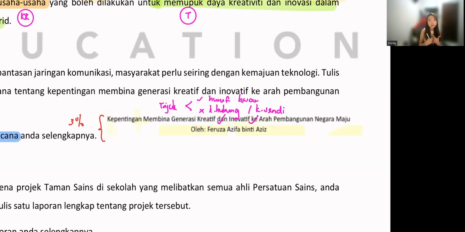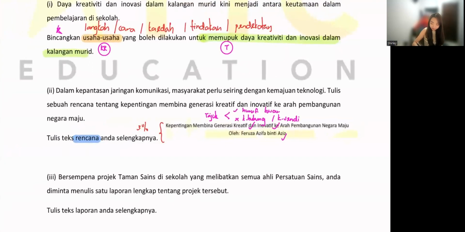Then the next one is the author name. Only in exam, you just write the full name. Full name, same thing, the first alphabet with capital letter. Okay. Then after that, next one.